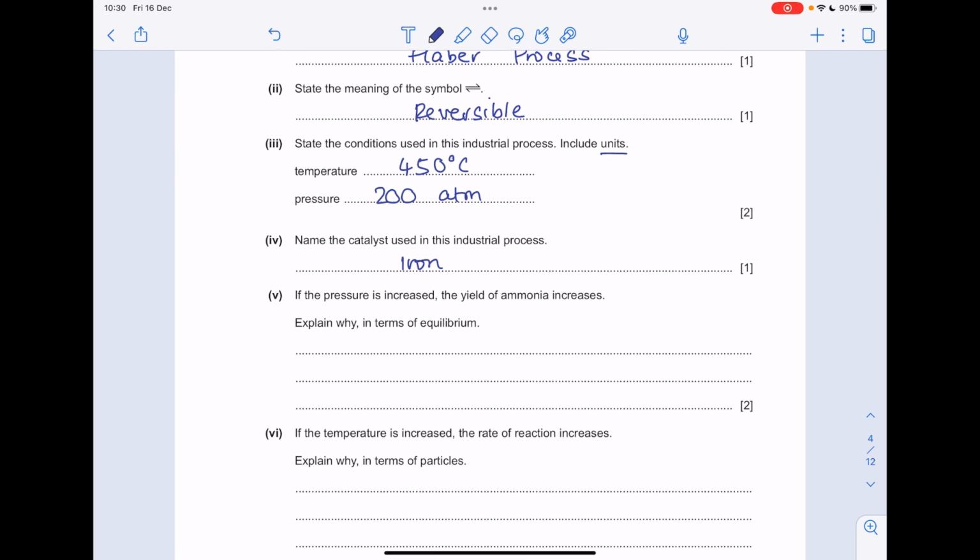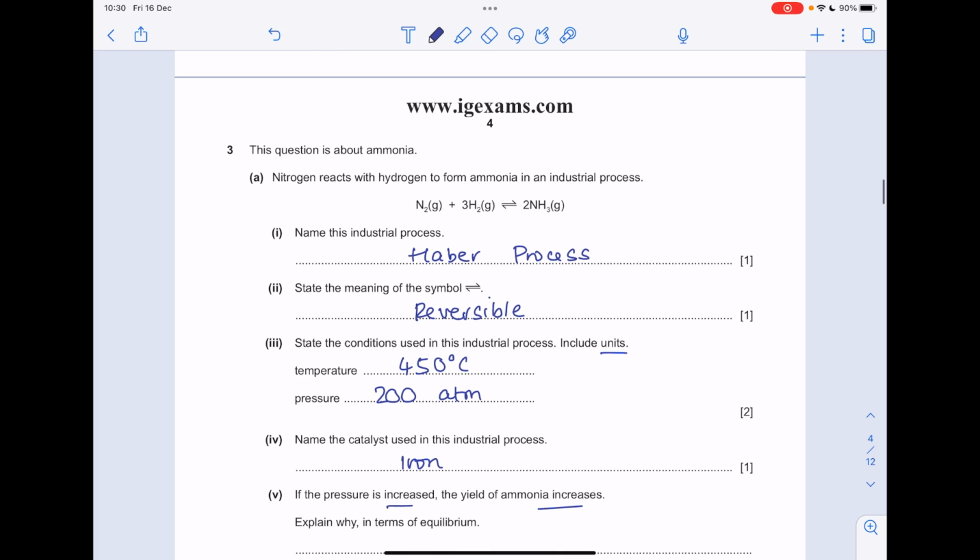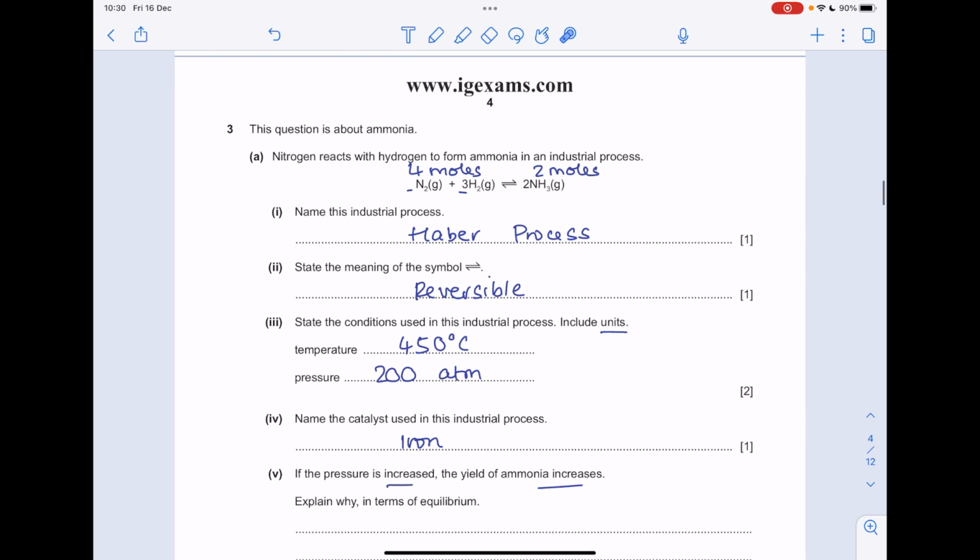If the pressure is increased, the yield of ammonia increases. Explain why in terms of equilibrium. So to consider the effect of pressure, we need to count the number of moles of gas on each side of the equation. We've got 2 moles on the right-hand side and a total of 4 moles on the left-hand side. When you increase the pressure, it will favour the side with fewer moles of gas, shifting the equilibrium to that side, and in this case, shifting it to the right in favour of a higher yield of ammonia.